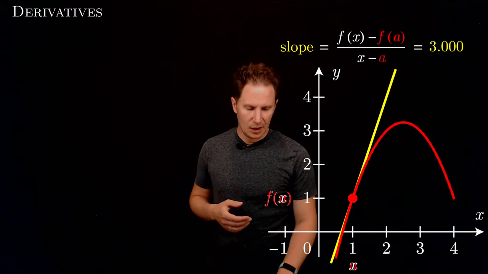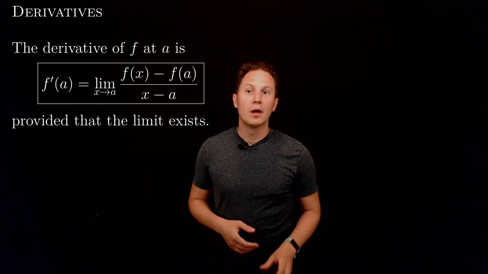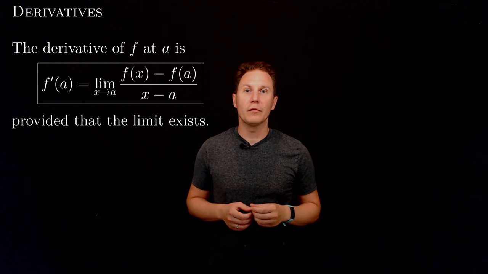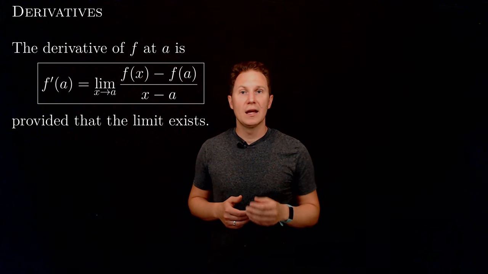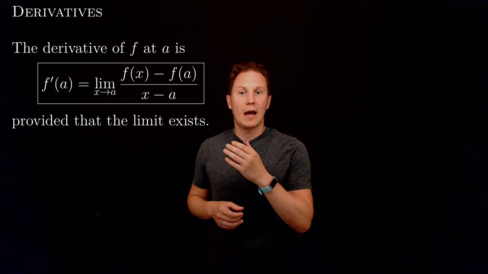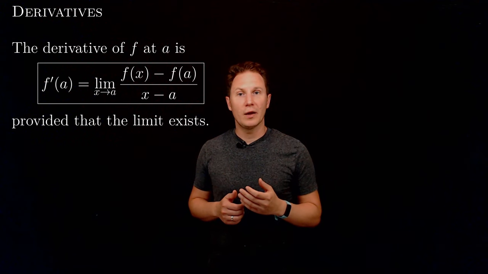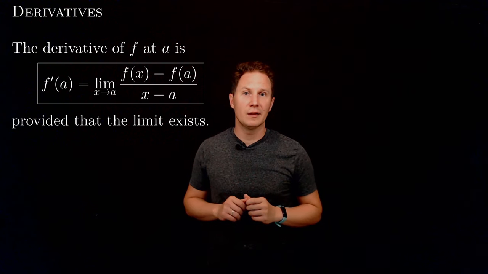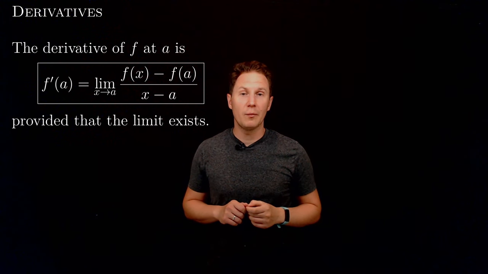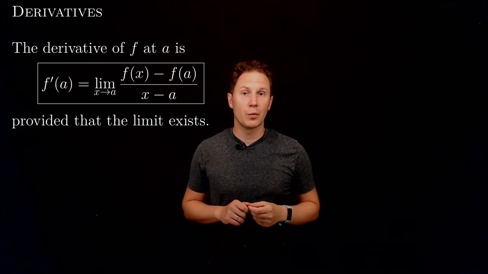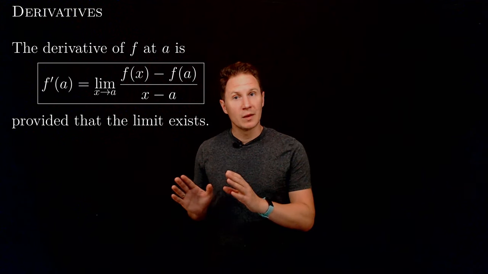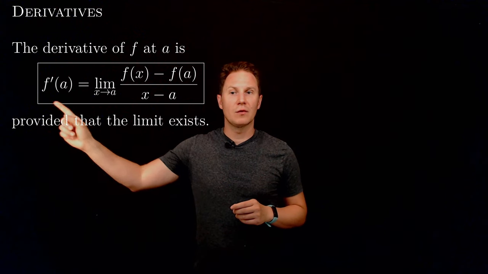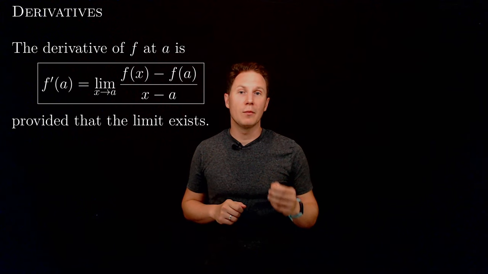Now I can give you the precise definition of the derivative. We say that the derivative of function f at a point a, where a is taken from the domain of f, is the limit as x approaches a of the difference quotient, that is, f of x minus f of a divided by x minus a. Of course, this limit might not exist, so that's why we have written provided that the limit exists. Later on, we will see examples of functions whose derivatives at certain points do not exist. If the limit exists, however, we call it the derivative of f at a, and one notation that we use to express it is f prime of a.